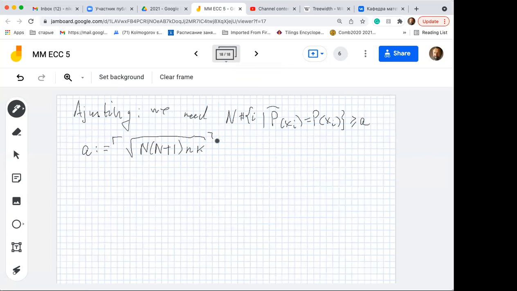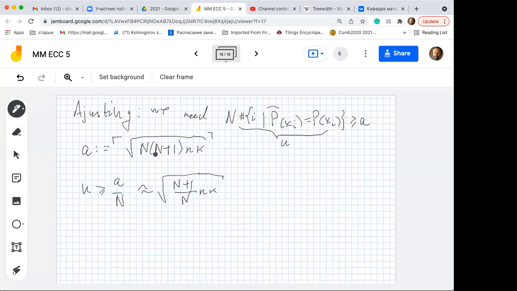And then we also need this. And to this end, we need that the number, call it, say, u, is at least a over N. That means approximately the square root of (N plus 1 over N) times nk. And that explains the formulation of the theorem.